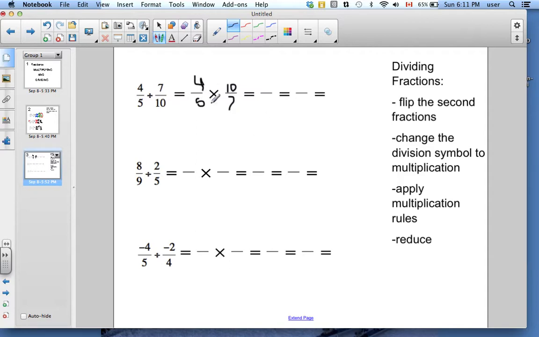Now this looks exactly the same as what we were doing before. So we flipped our fraction. You're going to notice something's different here already though. What you're going to have to do on your own is change the symbol, from division to multiplication. So dividing fractions rules: flip the second fraction, change the symbol to multiplication. Now you're going to multiply straight across. So we're going to multiply 4 by 10. We get 40.